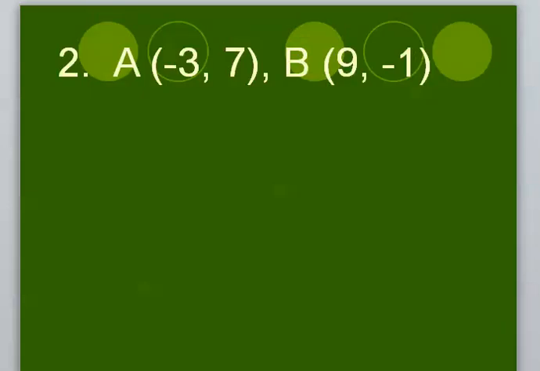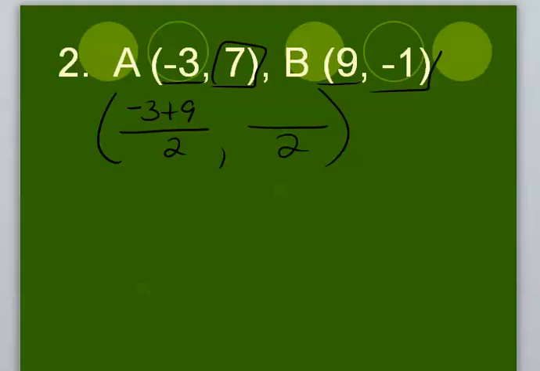Example 2, we want the midpoint between -3, 7 and the point 9, -1. Again, we're going to add the x's and divide by 2, add the y's and divide by 2. We're finding an average. When you find an average, however many items you add up on top, you divide by that number. Our x values are -3 and 9. Our y values are 7 and -1.